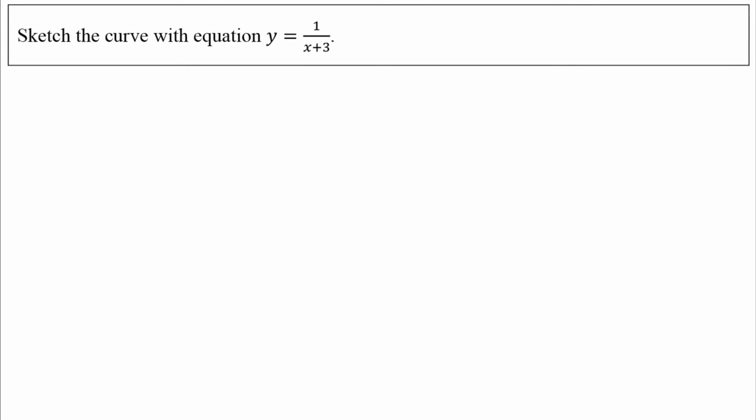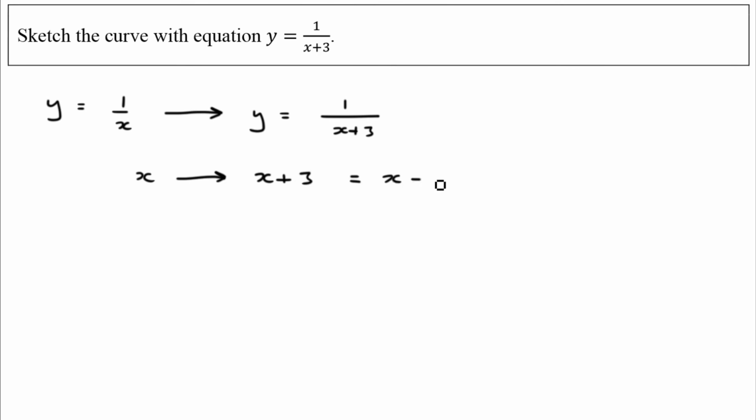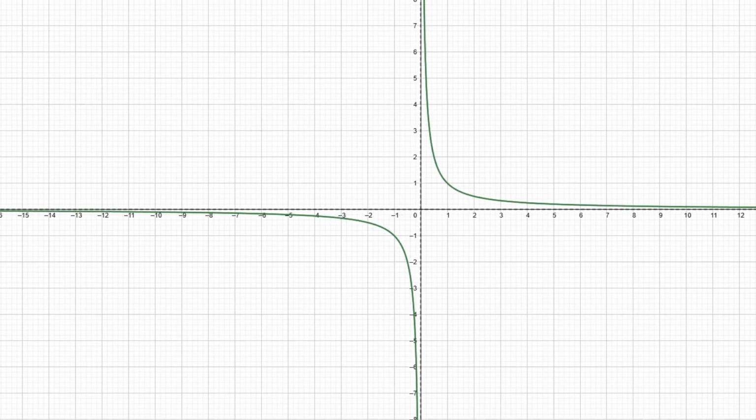Suppose we are asked to sketch the curve with equation y equals 1 over x plus 3. Well, we know what the curve with equation y equals 1 over x looks like. How could we get from that curve to the curve with equation y equals 1 over (x plus 3)? Well, the x in the first equation has been replaced by an x plus 3 in the second equation. And x plus 3 is the same thing as x subtract negative 3. So our transformation work tells us that what we need to do is the translation of negative 3, 0. So starting with our original curve, we need to translate 3 units to the left.